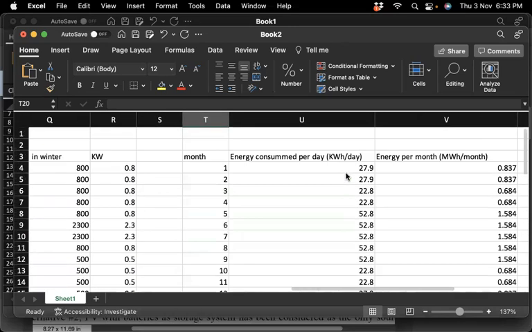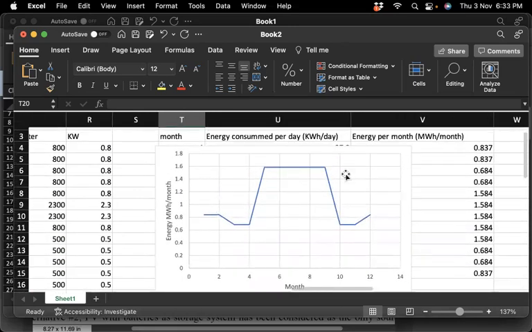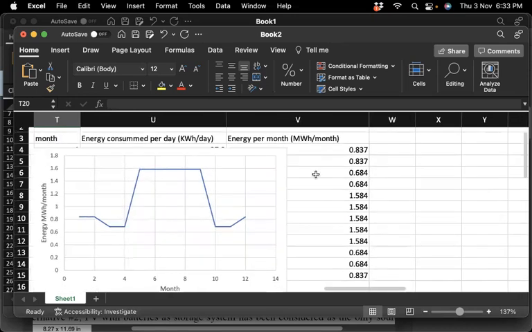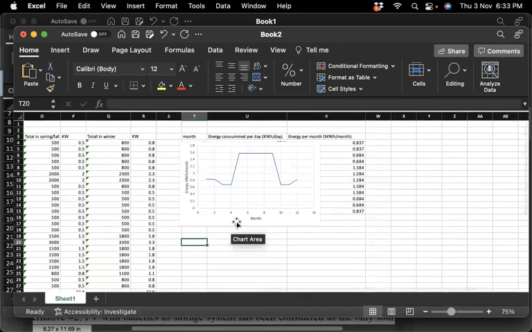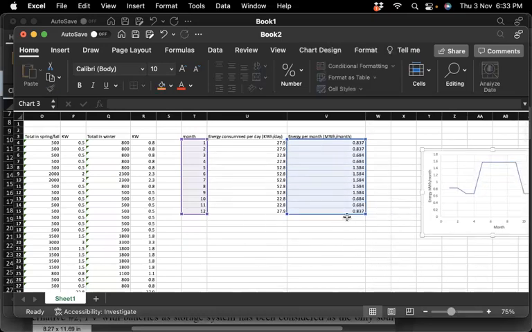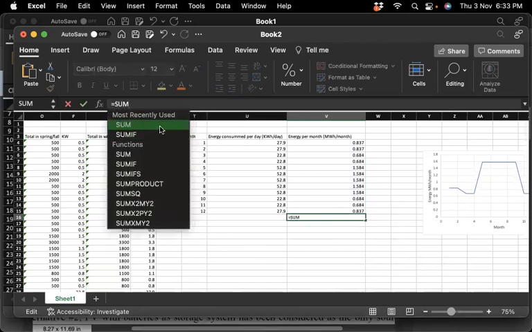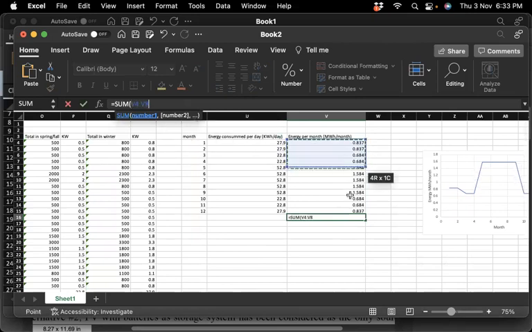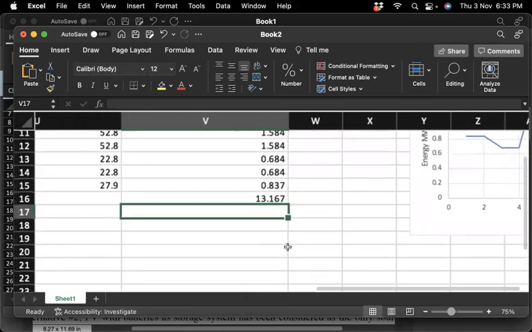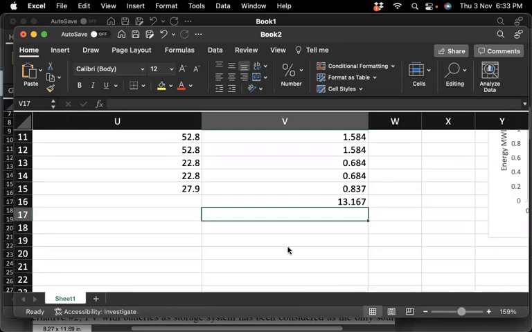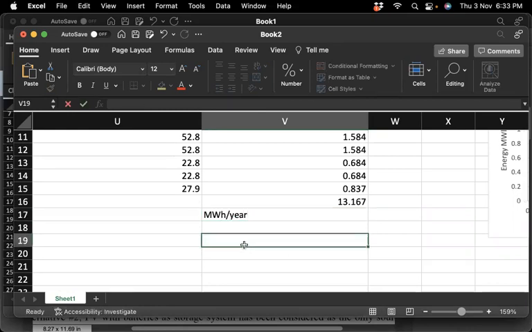However, in the other plots, this one, yes, the overall area under the curve represents the annual energy consumption. So let me zoom out a bit and move this, for example, here. If I go here and make a submission for this data, what you will get here, my dear students, is 13.176 megawatt hour per year. This is the overall energy consumed by this system per year.